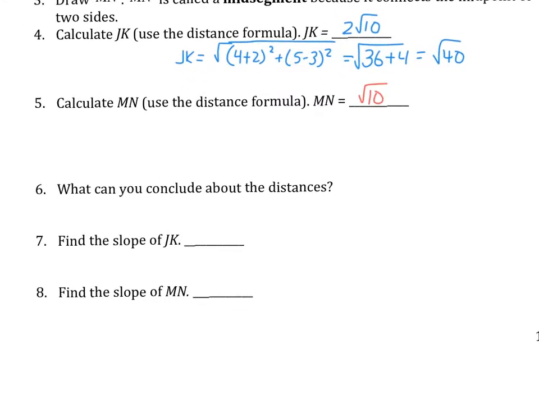What can we conclude about the distances? Well, it seems that JK is going to be twice as long as MN, or another way to say that is that MN is half as long as JK. Both are saying the same thing.